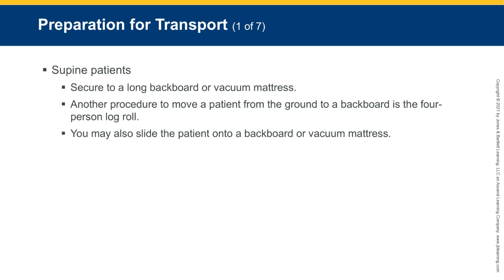Patients with suspected spinal injuries should be secured using a long backboard or vacuum mattress. The four-person log roll technique is commonly used to transfer a patient onto a backboard. Always ensure proper spinal alignment during movement.